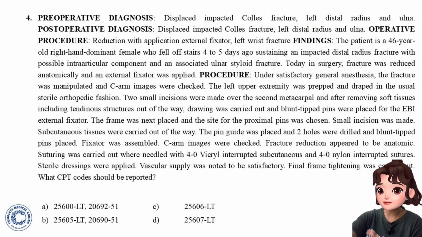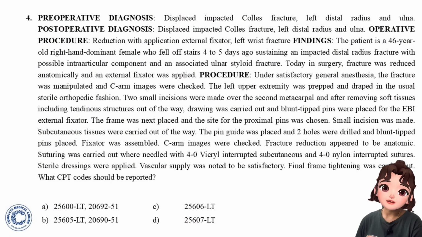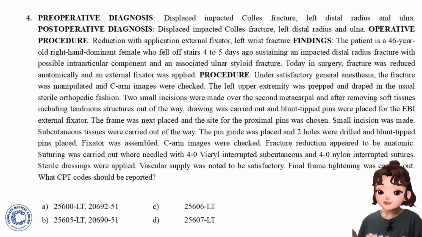What CPT codes should be reported? So we already checked what the procedure was. Under the procedure, it is all the story, I mean, how the procedure is carried out. There is nothing important to be mentioned, but what is the actual procedure carried out here? 2 procedures were carried out: reduction of fracture and then external fixation. Let's go directly to the options. First option, 25600. Please go and take 25600.